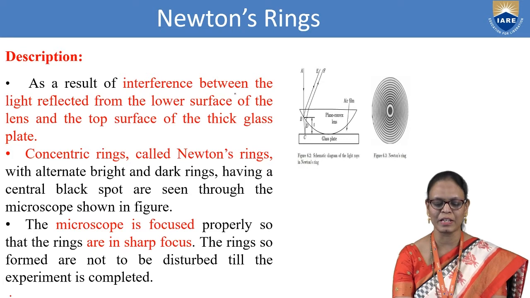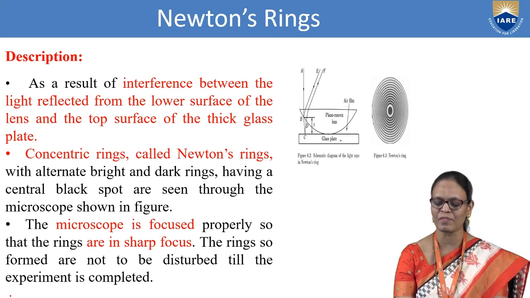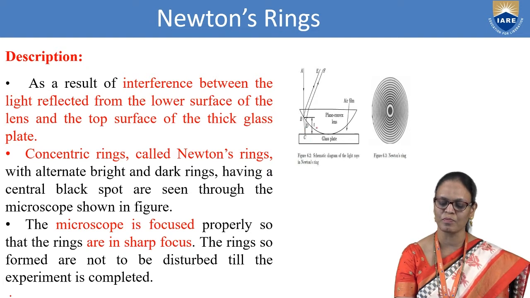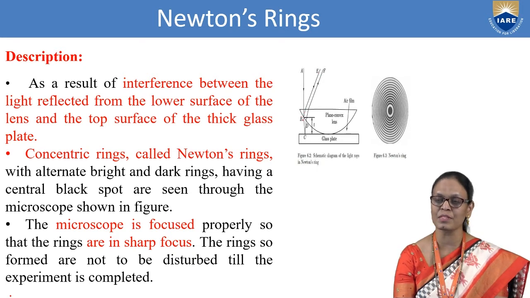Now, as a result of interference between the light reflected from the lower surface of the lens and the top surface of the thick glass plate, you need to observe this very carefully. You have a thick glass plate over which we are placing a plano-convex lens. Now, you have an air gap in between the two. There is a small air gap. If you can see here, this is the air gap in between the glass plate and the plano-convex lens. So the light that is incident on it will be reflected. This BE is the reflected ray from the bottom surface of the plano-convex lens. And the ray which is proceeding forward in the air undergoes refraction, because it is coming from glass to air. And again it gets reflected back from the glass plate. So this ray CD after refraction is going along DF. Now there will be interference between the rays BE and DF.